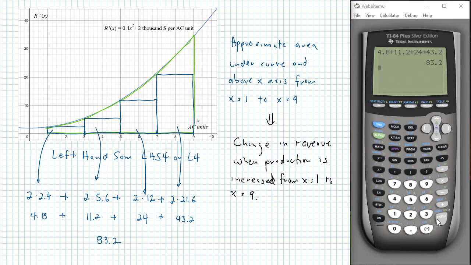Now, we're trying to find the area in that green part here. What we're actually finding, we're approximating, is the area in these blue areas. And so that means we're missing these big pieces up above between the top of the rectangle and the bottom of the green curve. So this is going to be an underestimate.